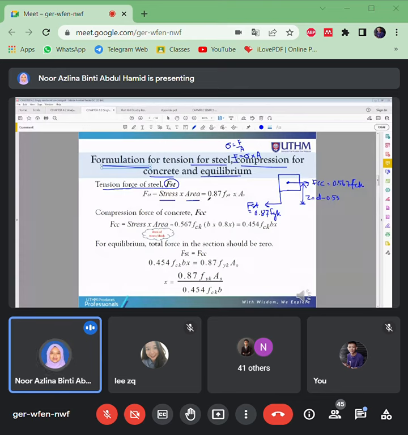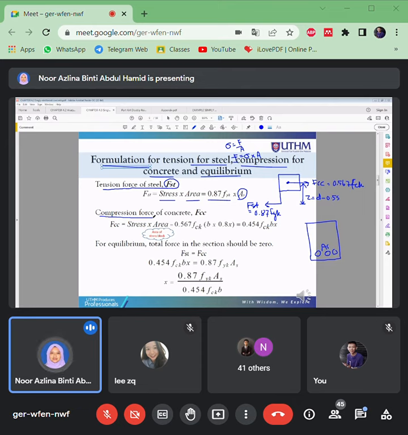So stress for the steel is 0.87 FYK. You have to multiply with the area of the steel. So area of the steel, AS, this is the AS. No matter how many numbers of tension reinforcement, what's the AS? Total area for these 3 bars, 2 bars, 4 bars, it depends on what's the AS that you provide in these beam sections.